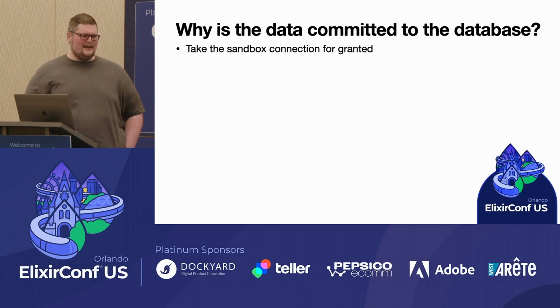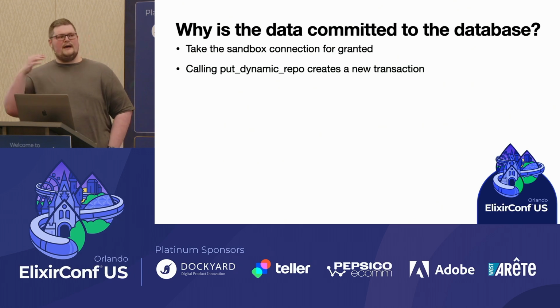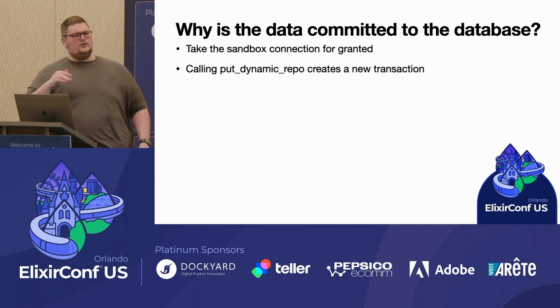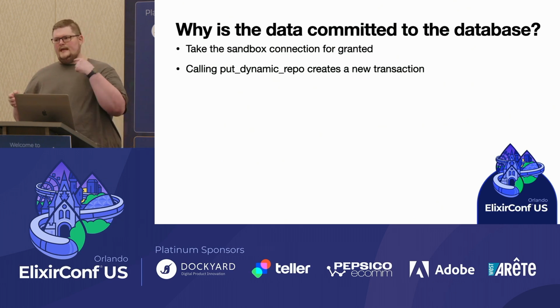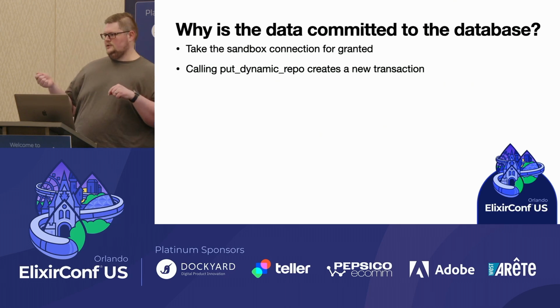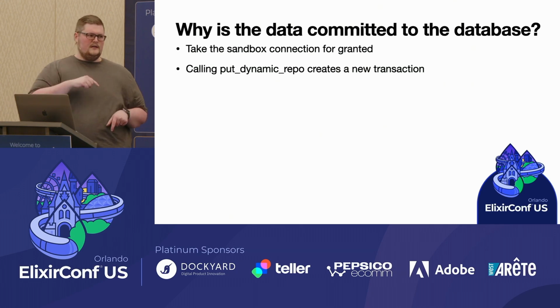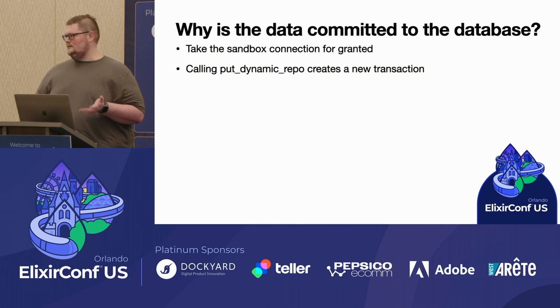You don't have to think about it too terribly much. Just don't run your tests in async, and everything usually works out fine. But it makes sense looking back, because hindsight's 2020. That was happening because when you call put dynamic repo, it ends the current transaction that's open, it checks out a new connection, it starts a new transaction, and because it's configured to connect to the database, it does exactly what you asked it to.